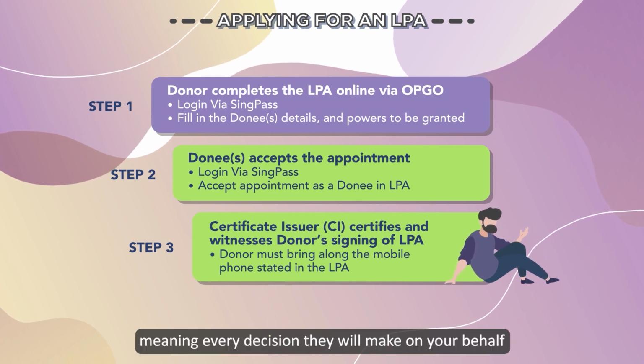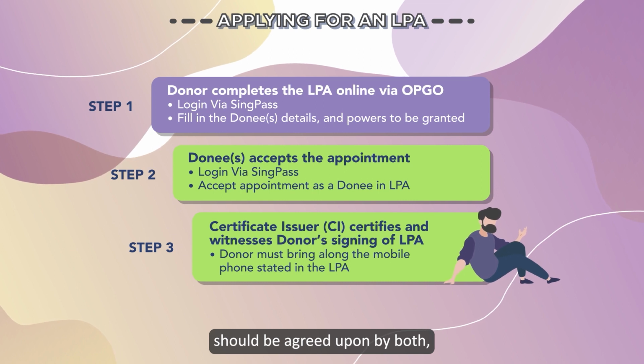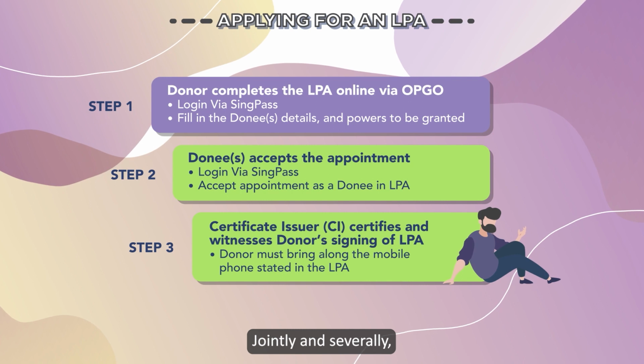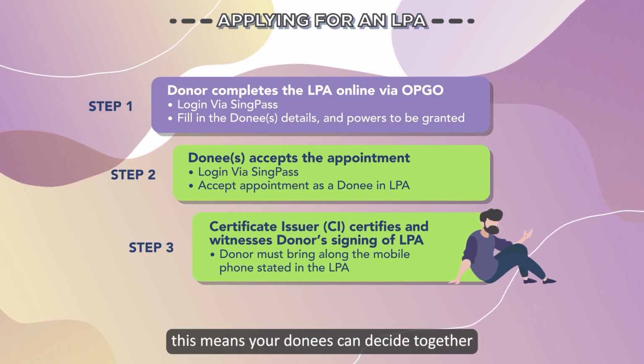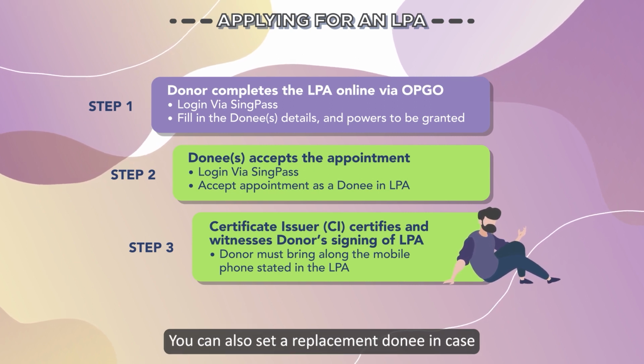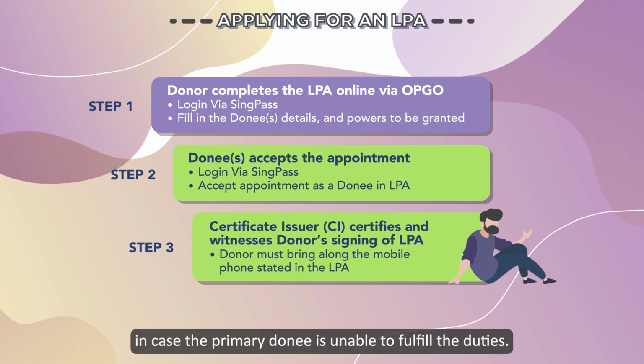Jointly, meaning every decision they will make on your behalf should be agreed upon by both, and it has to be decided together. Jointly and severally. This means your donees can decide together, or either of them can make the decision. You can also set a replacement donee in case the primary donee is unable to fulfill the duties.